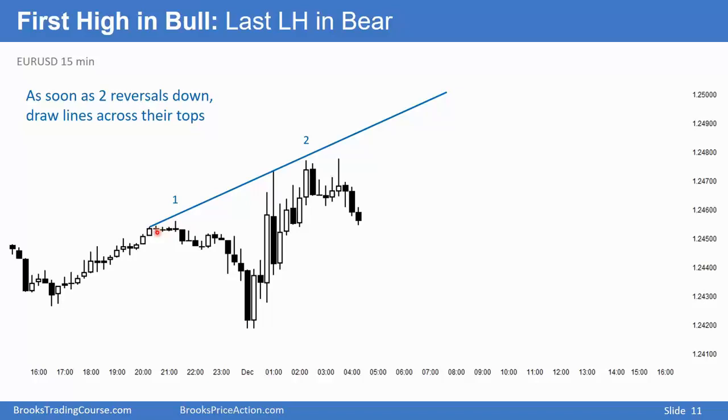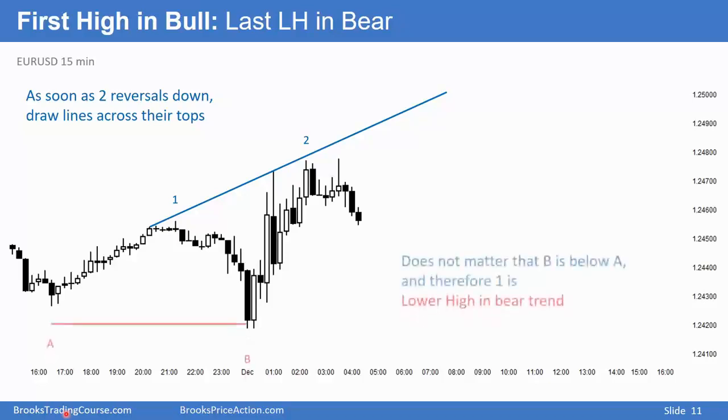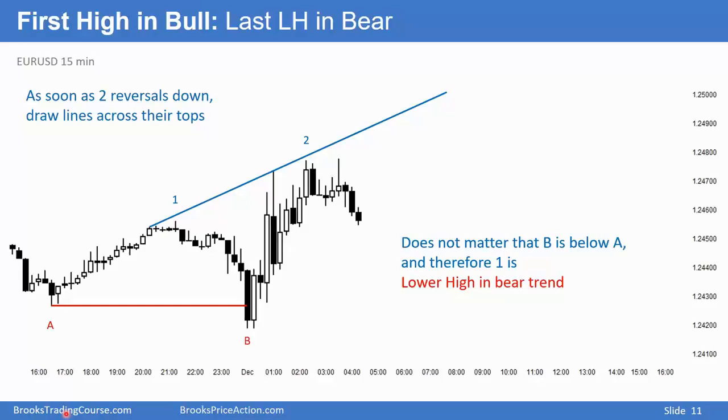The bull trend might have begun before the bear trend has ended, and that's just part of the evolution of a bear trend into a bull trend. The early parts of the bull trend often form while the bear trend is still underway. You can see we got a lower low in the bear trend, but the bull trend probably began back here.